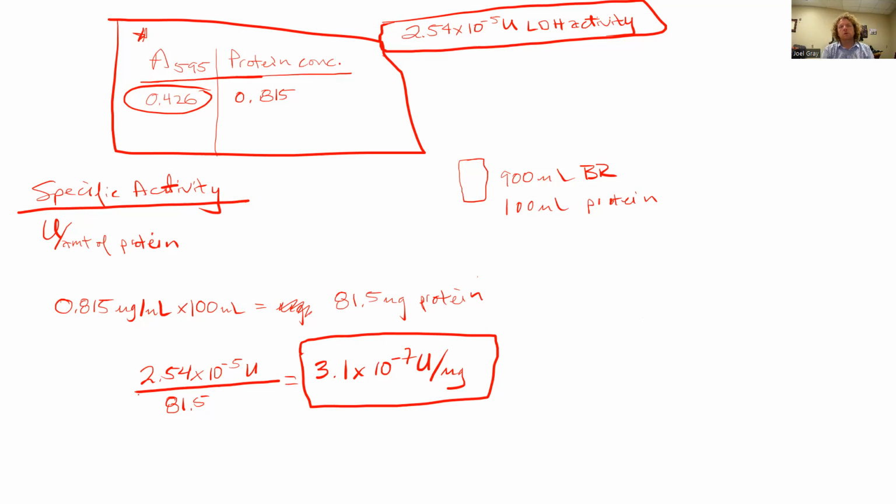So from the data that you collected, you should be able to figure out A595, what is your protein concentration? Then, what are the units of LDH activity? And then finally, if you know those two things, the concentration of protein and the units of LDH activity, what is the specific activity?